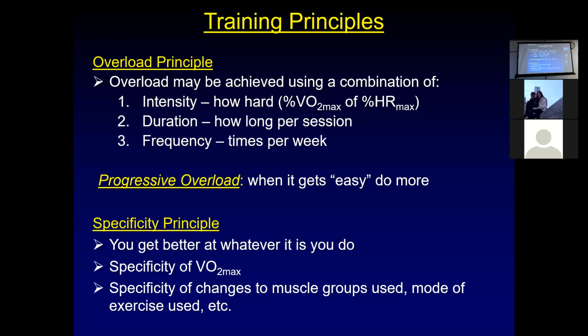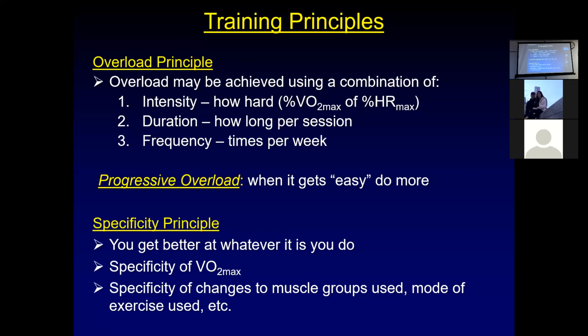So that's the specificity: if you train in a certain way, your VO2 max is going to go up during that modality, okay? If you're really unfit, so you have a VO2 max under 30 or so, then any kind of training in any modality is probably going to make all the other ones go up.